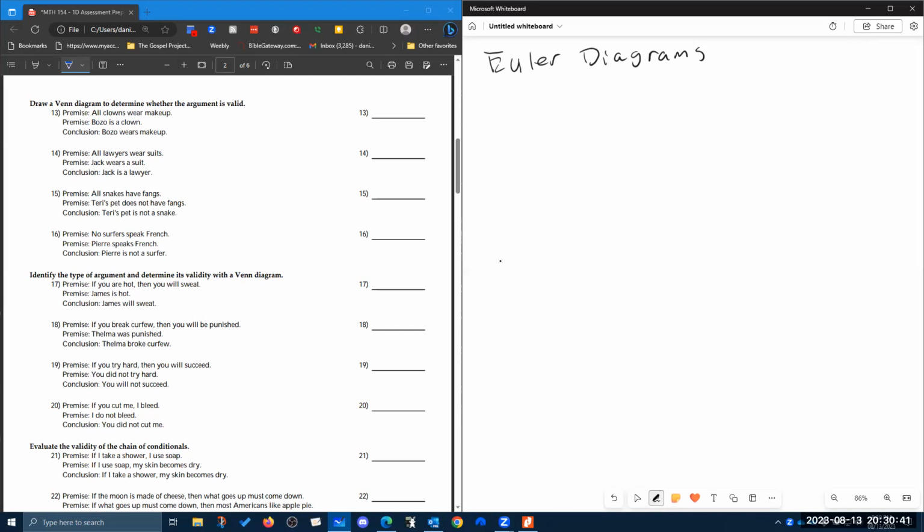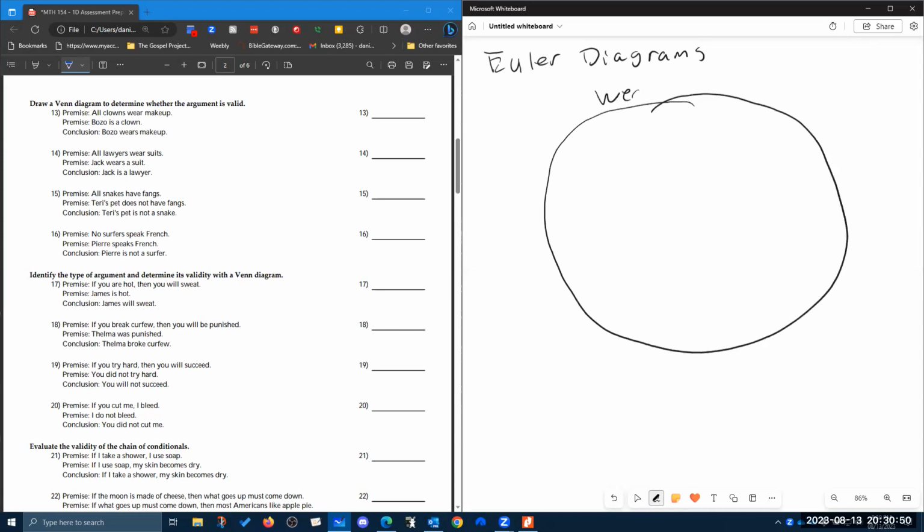So we're going to start off with the premise that all clowns wear makeup. So here's the set of things that wear makeup. And clowns are inside of that, right? Bozo is a clown. So there's Bozo the clown. Therefore, Bozo wears makeup. Yes, the X is inside of the wears makeup circle.